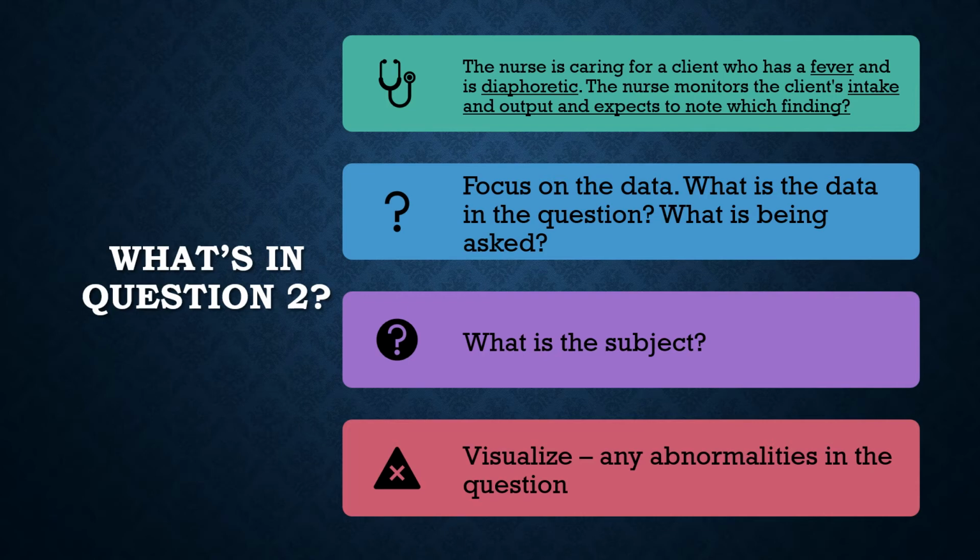In question 2, we'll focus on the data. What is the data in the question and what is being asked? The data shows that the client has a fever and is diaphoretic, which means sweating, and the nurse monitors the client's intake and output and expects to note which finding. That is, the main subject of the question is the intake and output. And then visualize any abnormalities in the question. Here the client has a fever and is diaphoretic. So we want to know what our assessment data is going to look like.